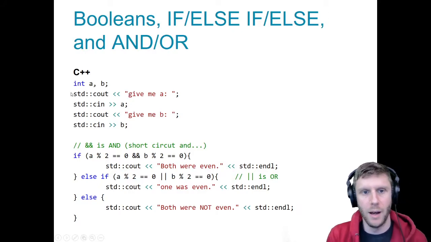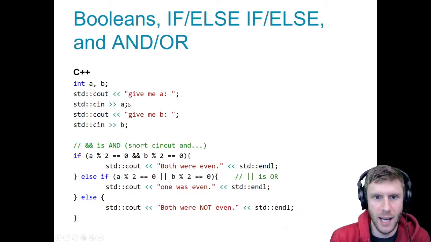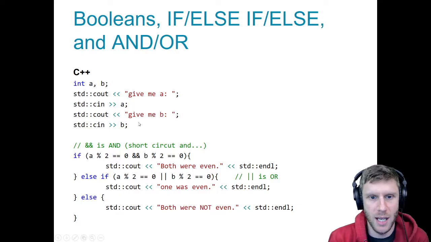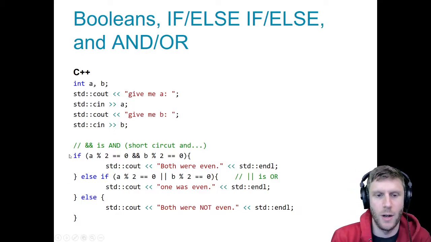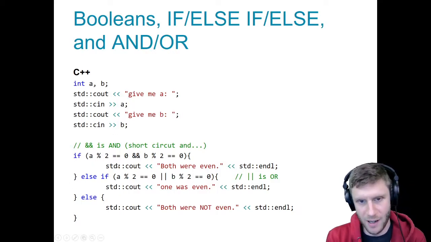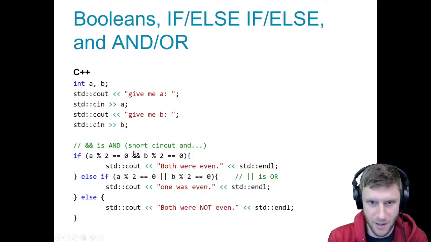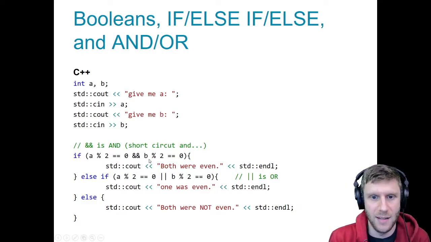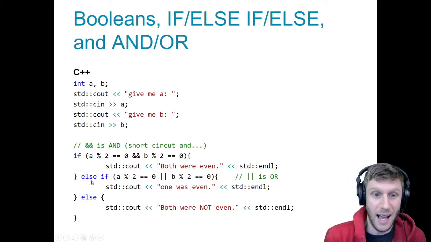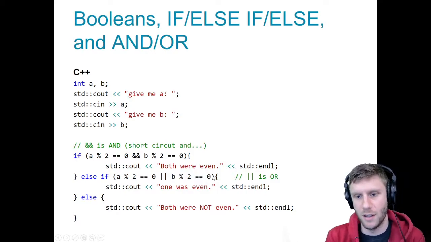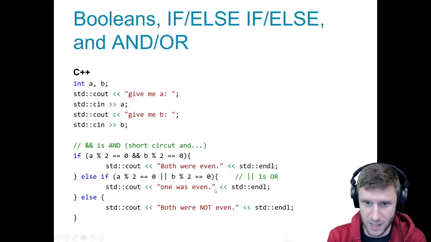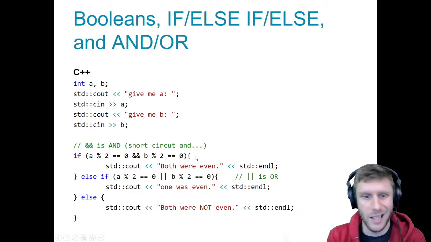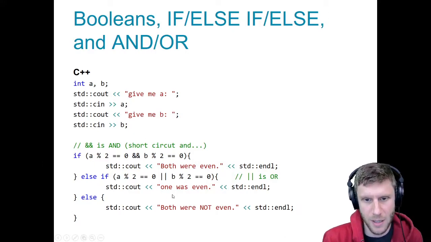I asked the user, okay, give me a, I put it in a, give me b, put it in b. And then I asked the question, okay, if a mod 2 equals 0, and this is and, I'll talk about this more in one moment, and b mod 2 equals 0, I say both are even. Else if a mod 2 is 0 or b mod 2 is 0, one was even, otherwise both were not even.